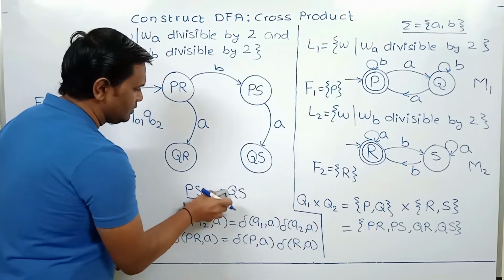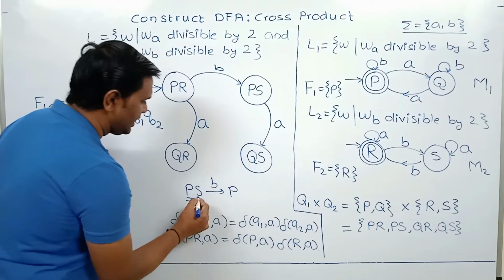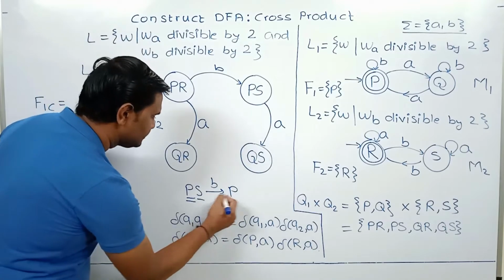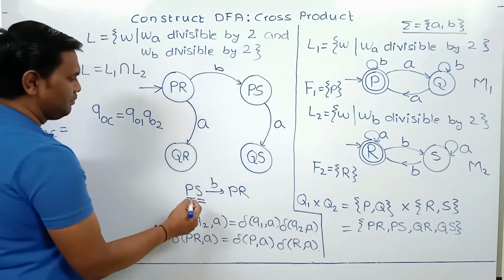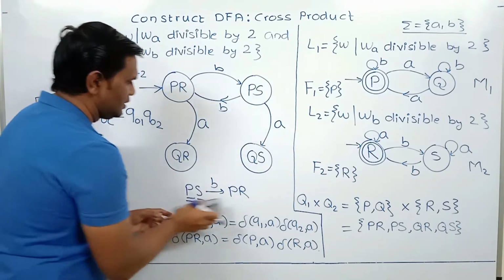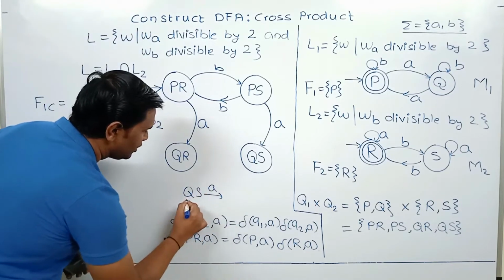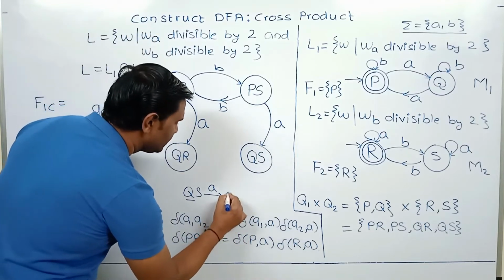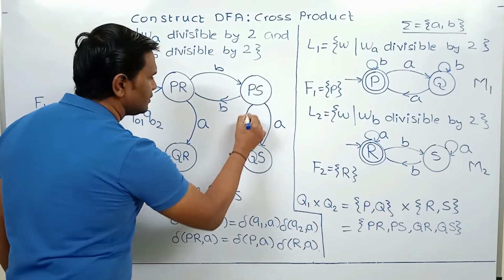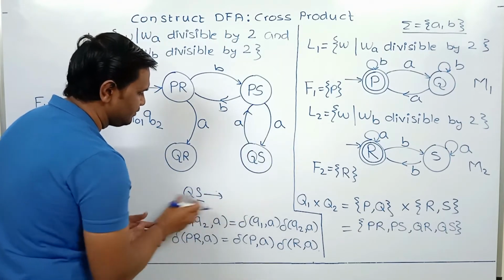Now consider PS on B. P on B goes to P itself. S on B goes to R. So PS on B goes to PR. Now consider QS. QS on A. Q on A goes to P. S on A goes to S. QS on A goes to PS. Now let's consider B.